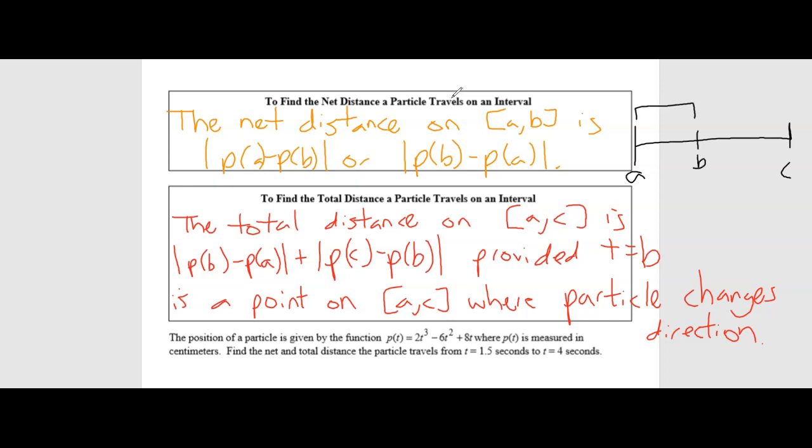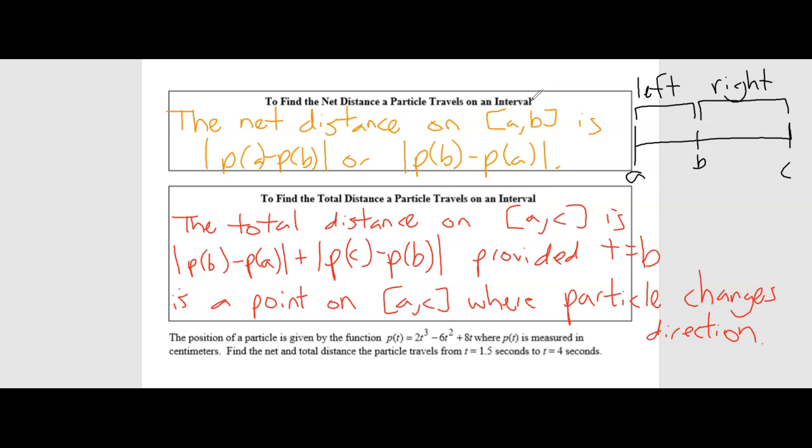So if the particle is moving to the left from A to B and to the right from B to C, well, we have to break up those two intervals and find the net distance on each of them to find the total distance.